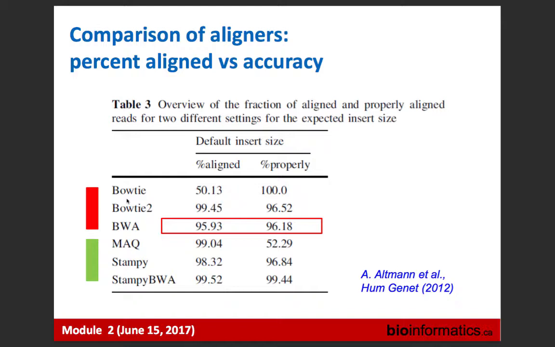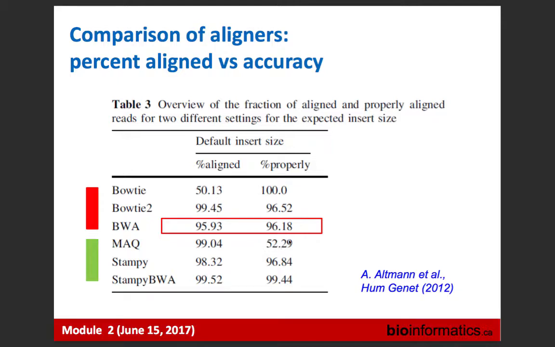And that's what was done. And here you have a table. And you can see that some aligners are, for example, let's look at the MAC. You know, this was relatively slow. So the green was slow aligners, right? Fast was faster aligners. So it has a very high percentage of reads aligned, but properly aligned, only half of them.